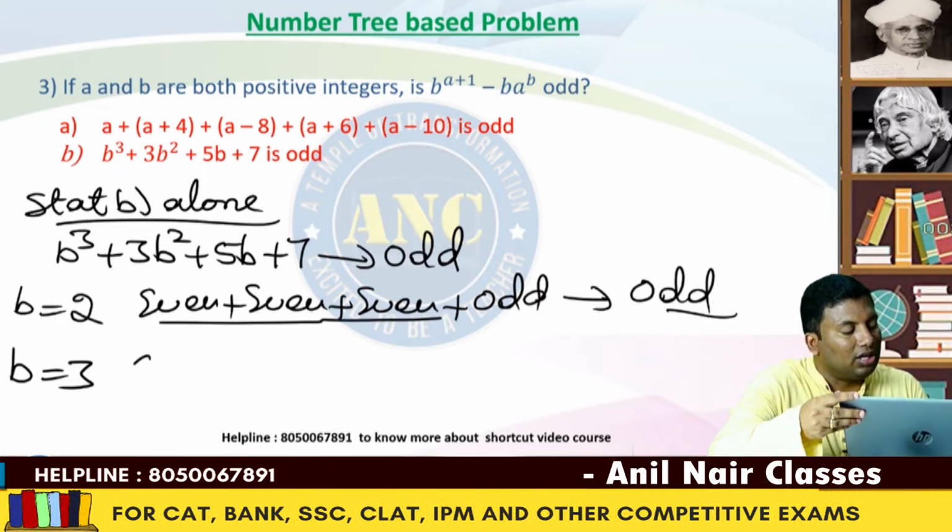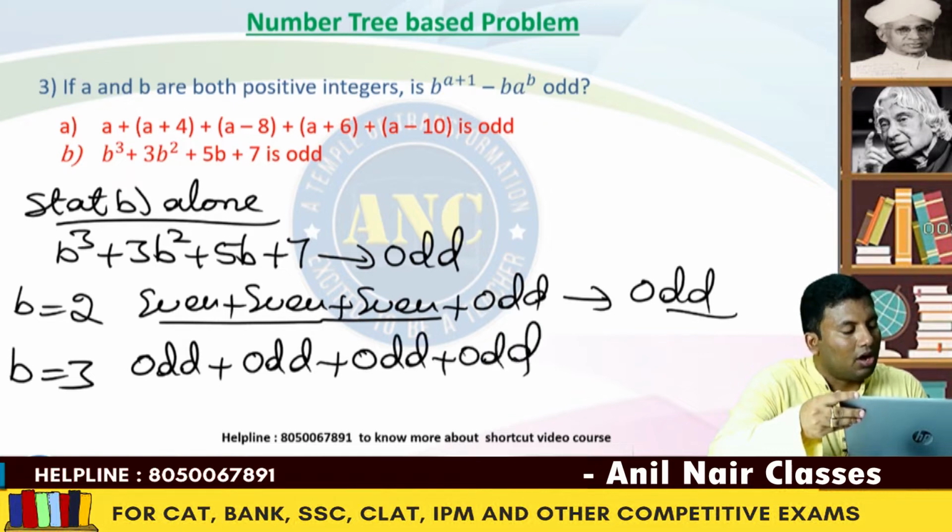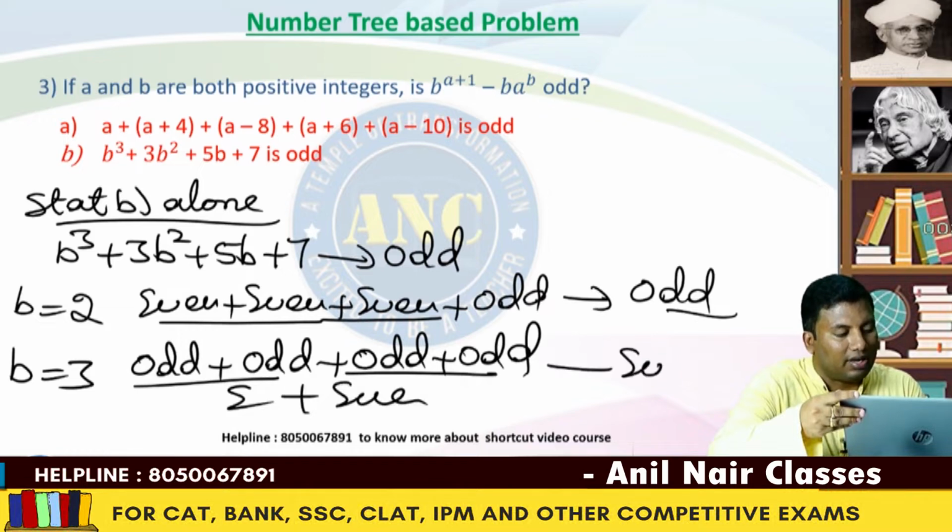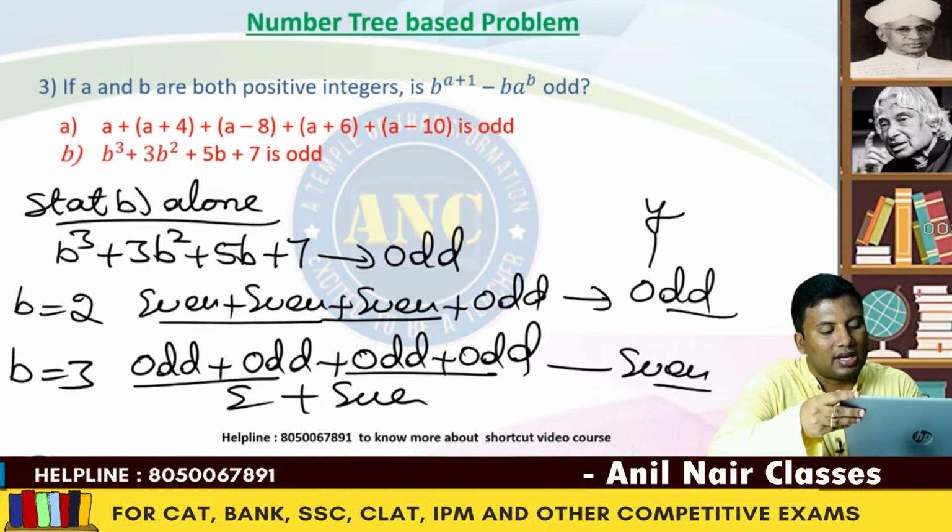B is 3. 3 cube is 27, odd. This is also odd. 5 into 3, odd. 7 is an odd number. Odd plus odd, even. Odd plus odd, even. I am getting an even number. This is an answer, yes.